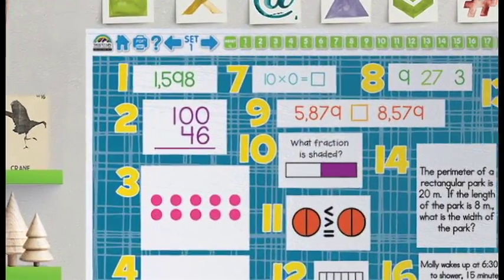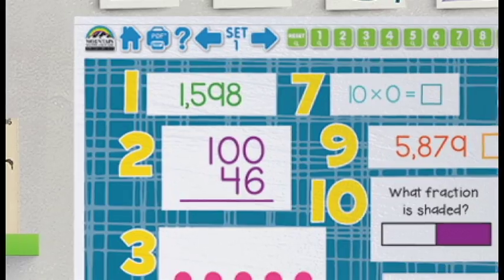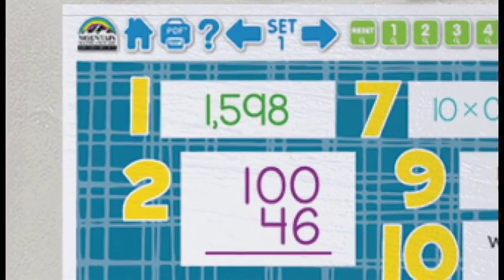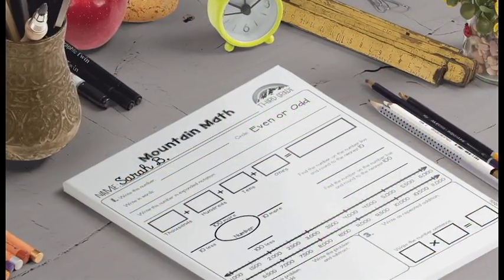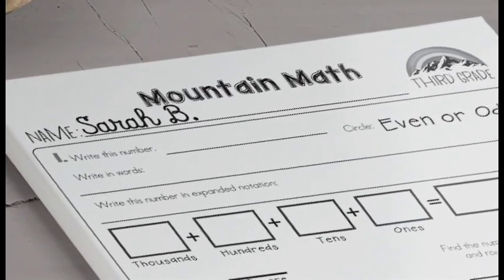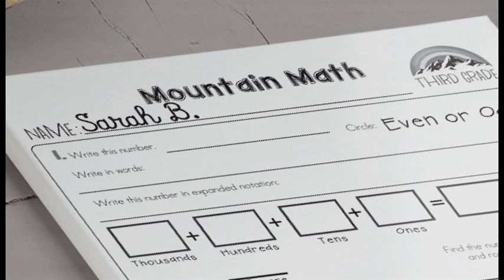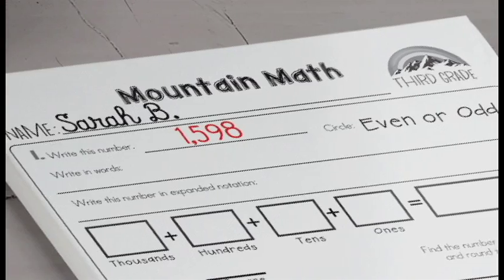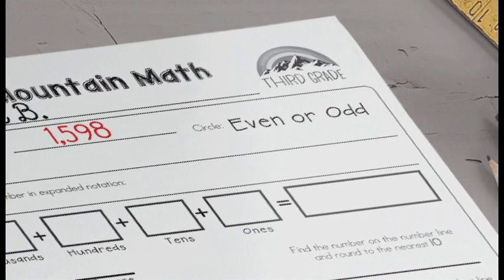I look at the board. Number 1 says 1,598. On my worksheet, number 1 has different parts to it. The first part says, write this number. So I write 1,598. The next part of number 1 is circle even or odd.